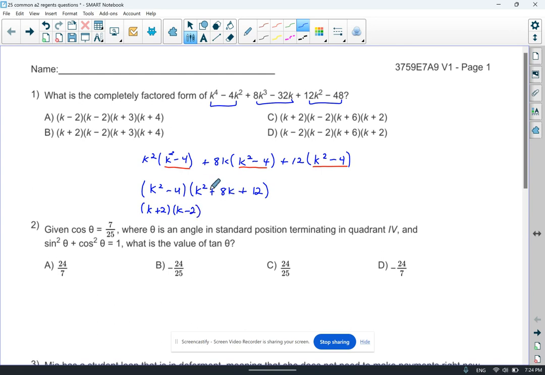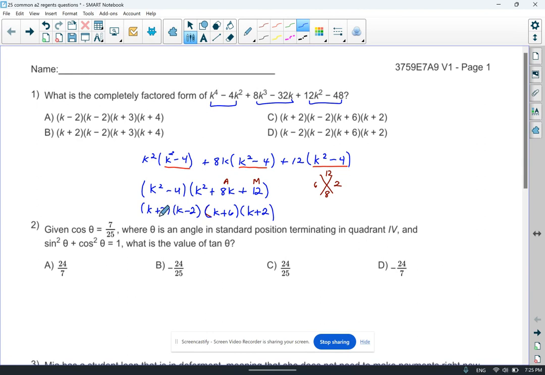And then that trinomial, I can do that sum product method where I'm looking to see if it adds to 8 and multiplies out to 12. So what are factors that multiply out to 12 and add to positive 8? And that would be 6 and 2. So this continues to factor into k plus 6 and k plus 2.